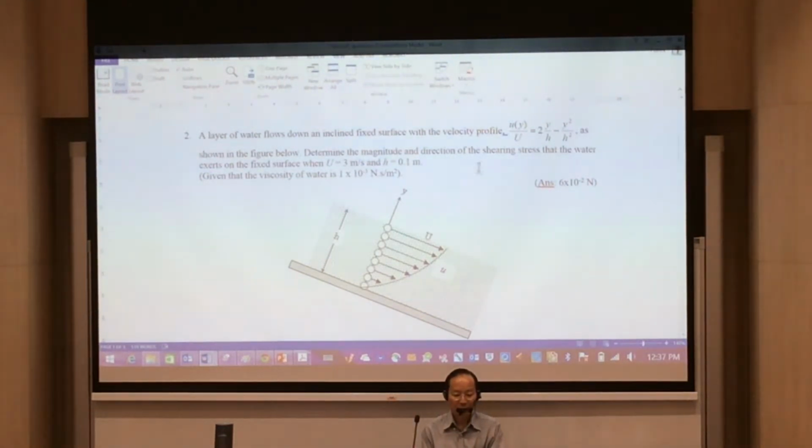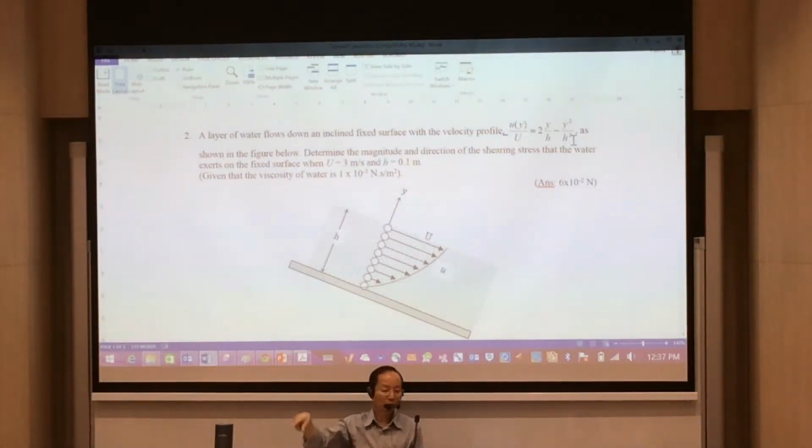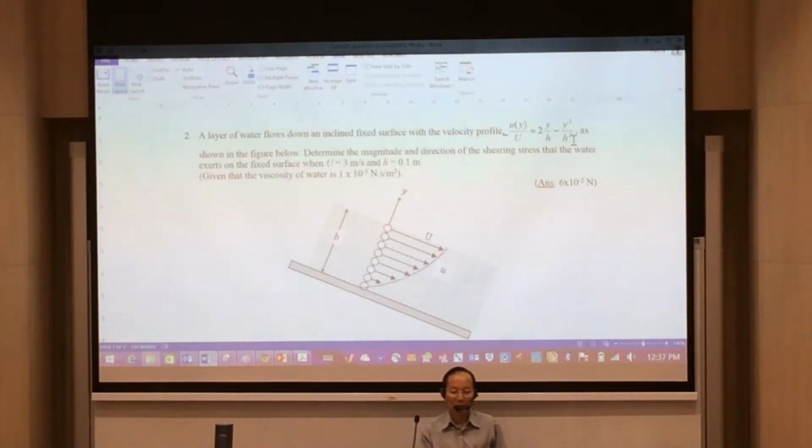Okay, you are given the equation of this curve. Then you have the equation that you just put in: tau is equal to mu, du/dy. So what's the du/dy? How do you actually put in something to replace du/dy? Your du/dy was to come from this given expression here.